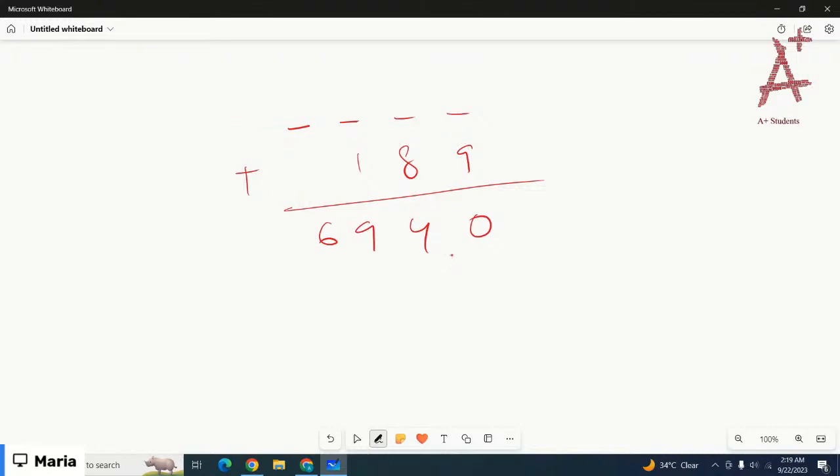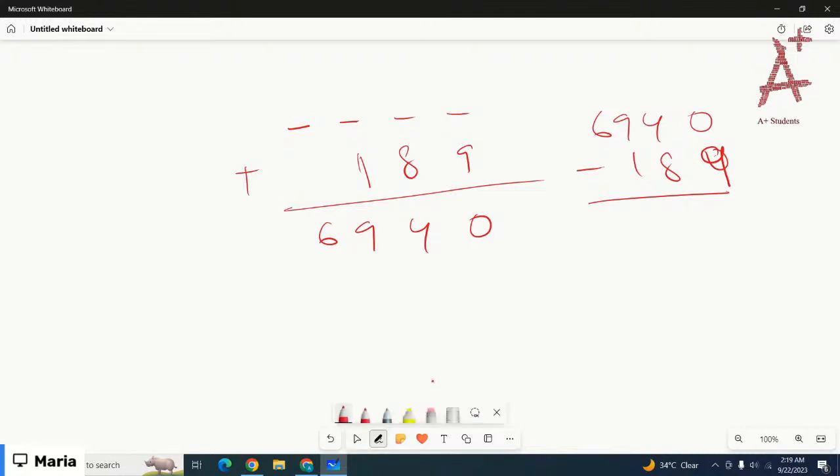You have to subtract the given number out of the sum, right? Very good. You have to do that: 6940 take away 189, right?